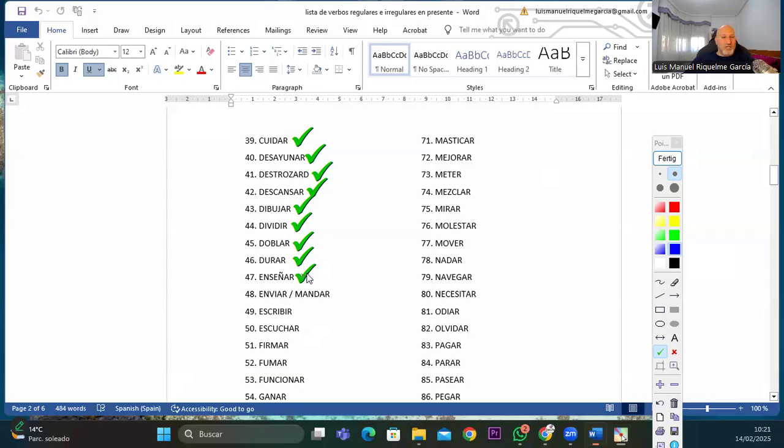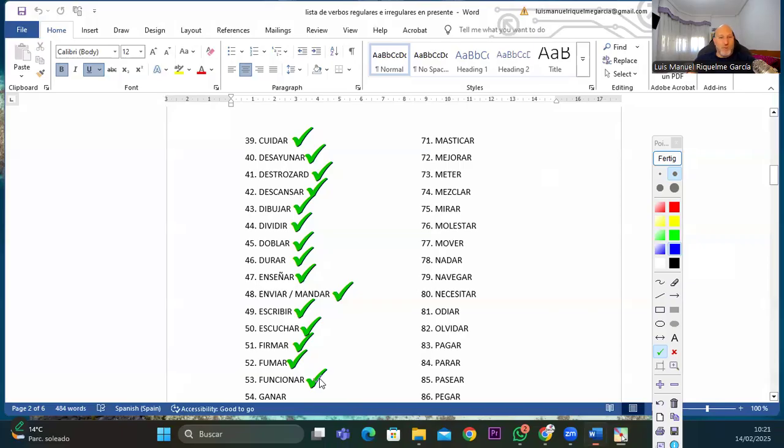Enseñar, to teach or to show something. Enviar or mandar, to send. Escribir, to write. Escuchar, to listen to something. Firmar, to sign, it's your signature. Fumar, smoke. Funcionar, to work, but in terms of machinery.